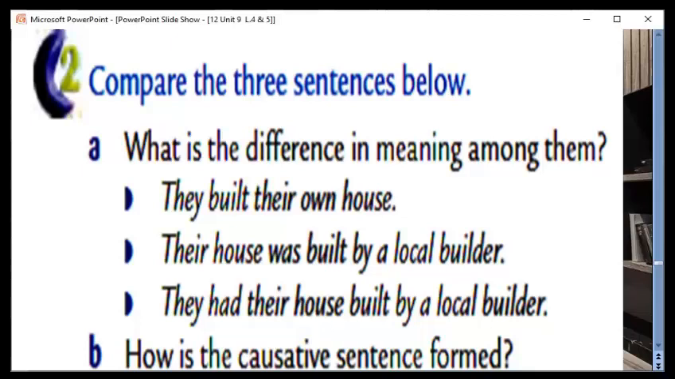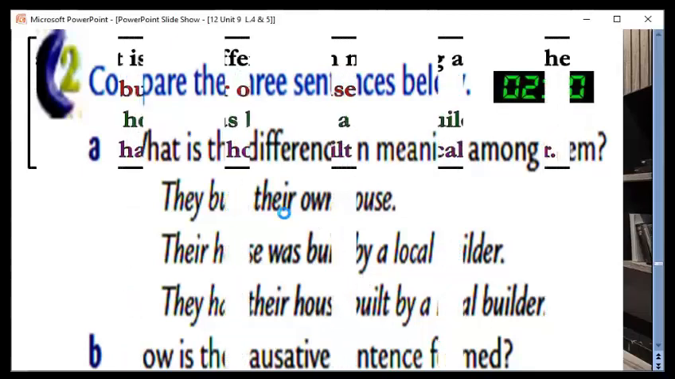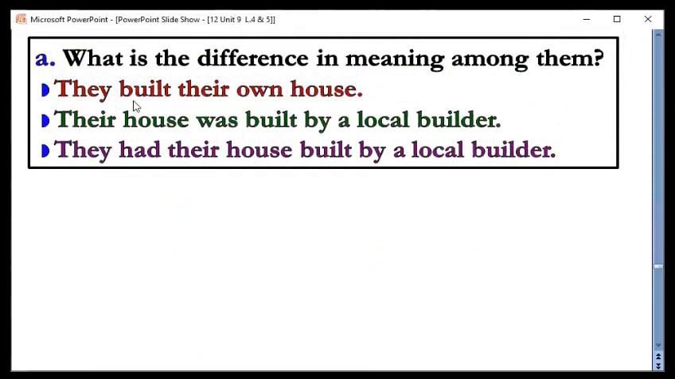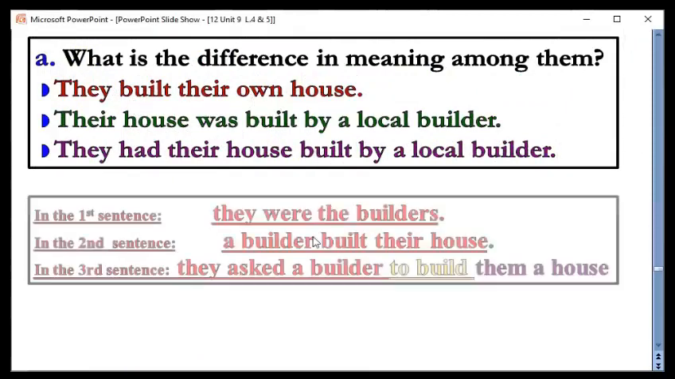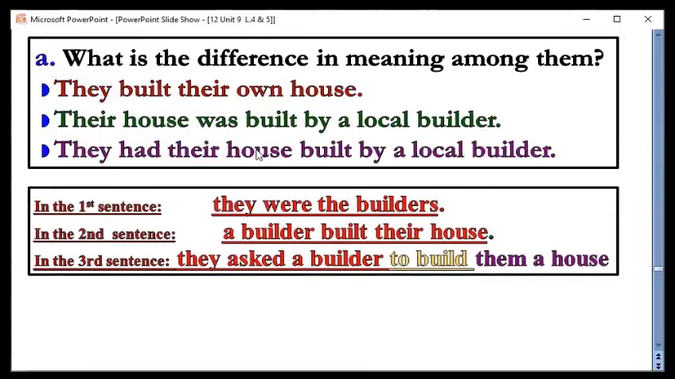I think that have, object and past participle. Let us see here the difference, dear students. Here in sentence number 1, they built their house themselves. Here they were the builders. Their house was built. A builder built their house. They had their house built. They asked a builder to build them a house.